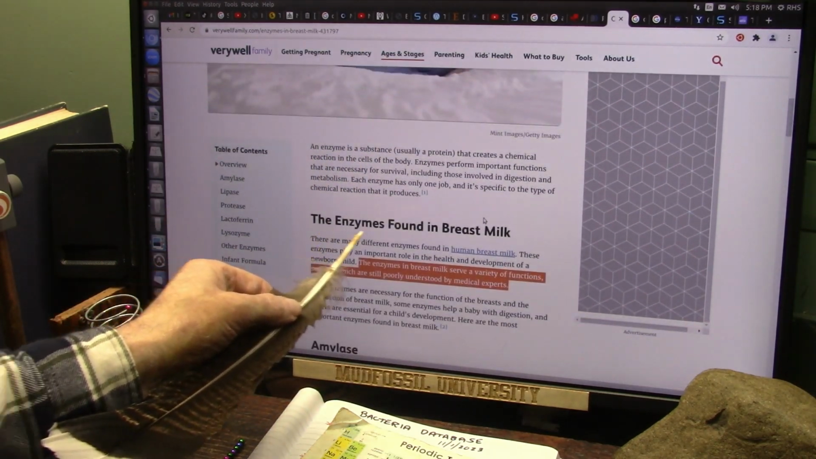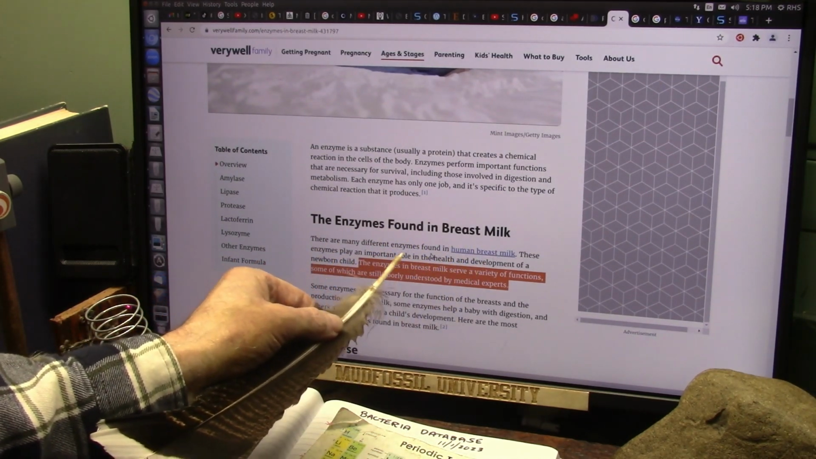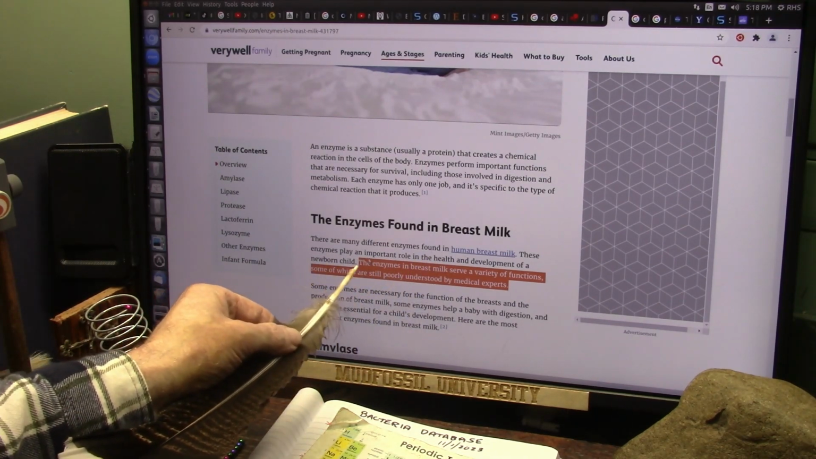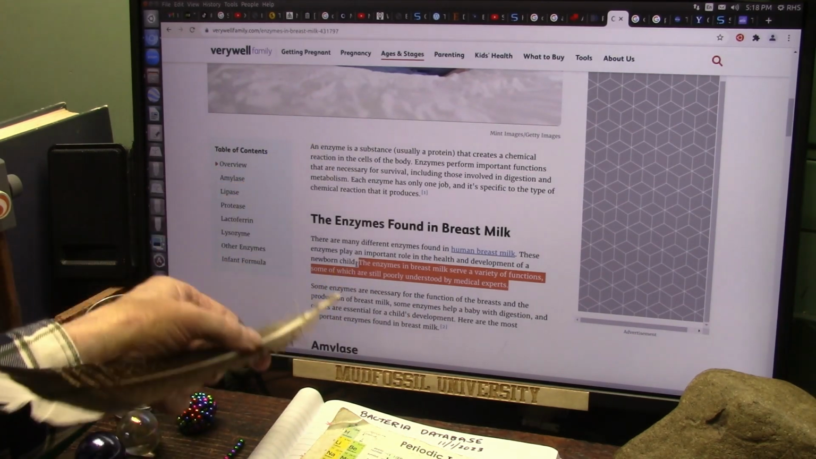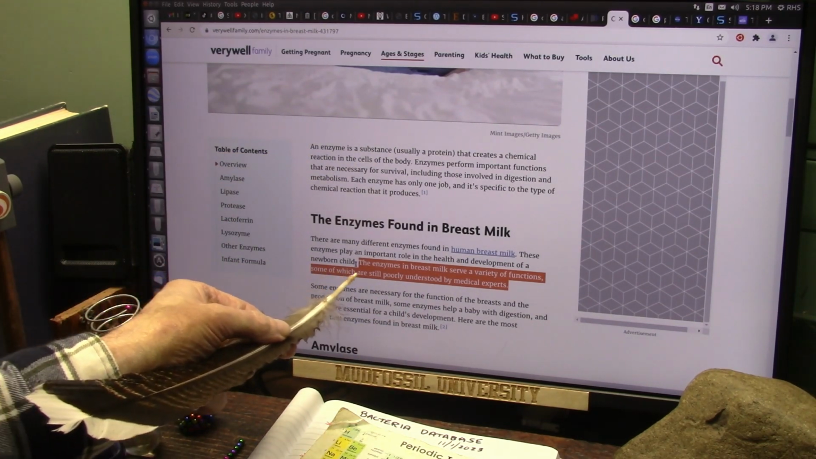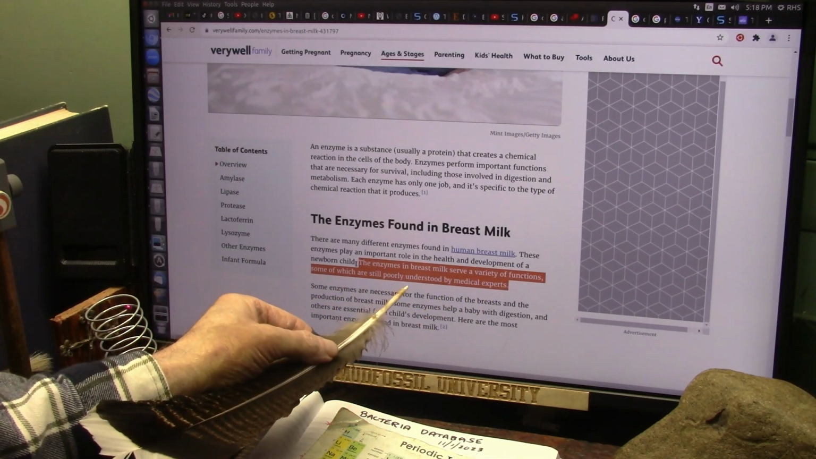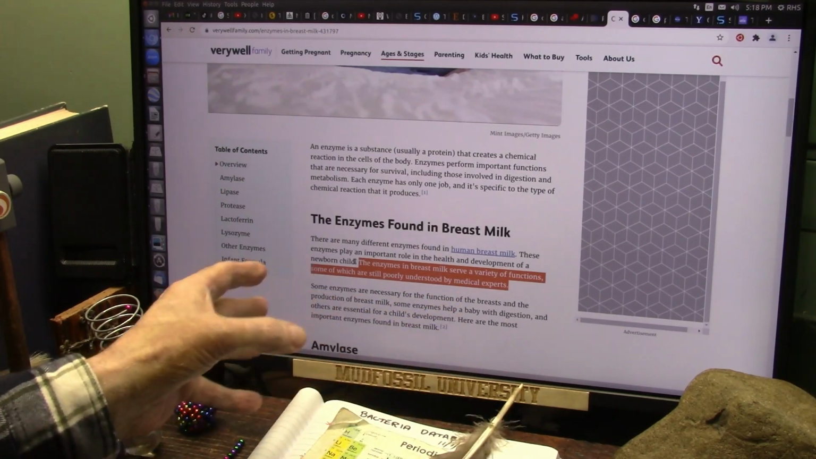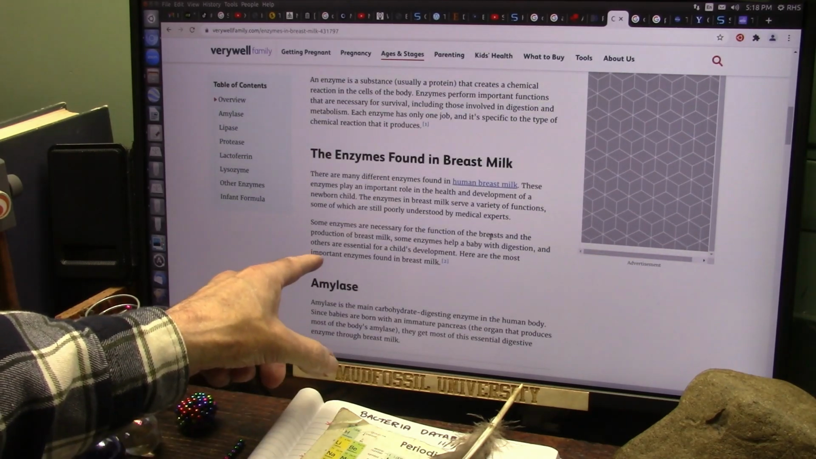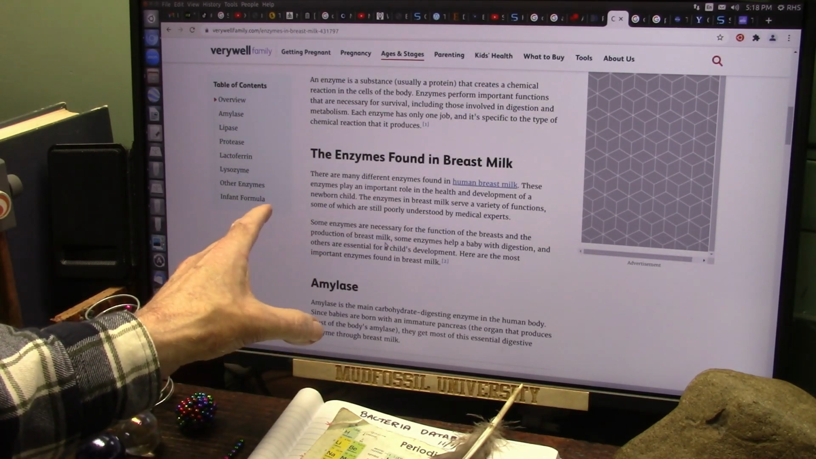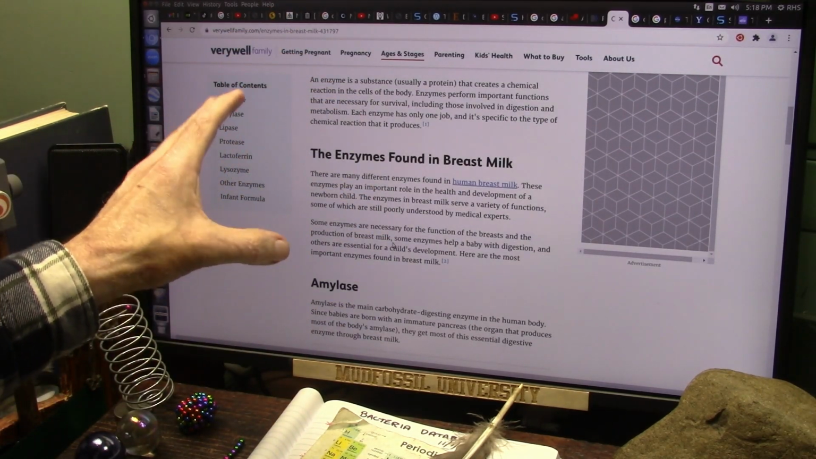Now, this is the enzyme found in breast milk. There are many different enzymes found in human breast milk, many different enzymes. These enzymes play an important role in the health and development of a newborn child. This is what gets his immunities going. The enzymes in breast milk serve a variety of functions, some of which are still poorly understood by medical experts. They don't really understand how important this is, but some enzymes are necessary for the function of the breast and the production of breast milk. So they think it's just there as part of the mother's biology, which it could be.